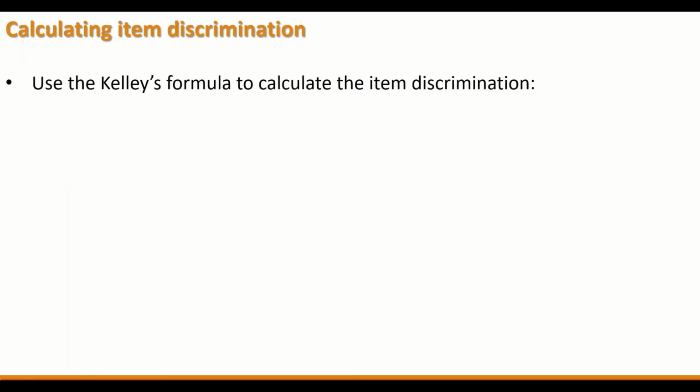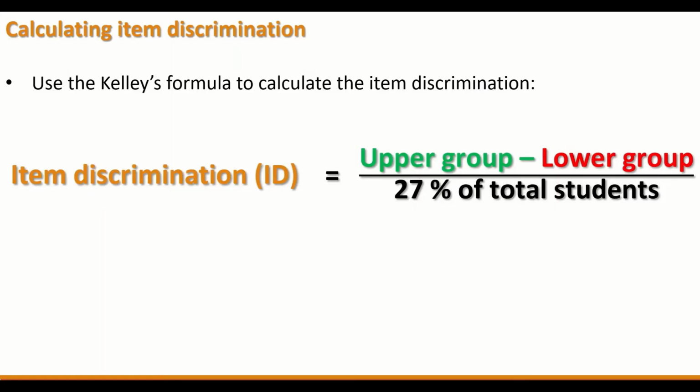Then use Kelley's formula to calculate the item discrimination as given here. The ID equals upper group minus lower group divided by 27% of total students, i.e. calculating the upper group proportion and the lower group proportion and subtracting them to get the ID. An ID percentage can also be calculated by multiplying the ID product by 100.